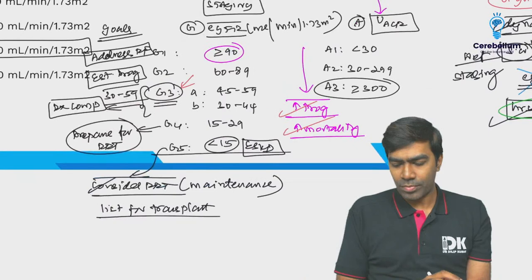Hemolytic anemia. So what are the clues in this question? Patient is having normocytic anemia and patient is having jaundice. That tells you that the patient is having hemolytic anemia.